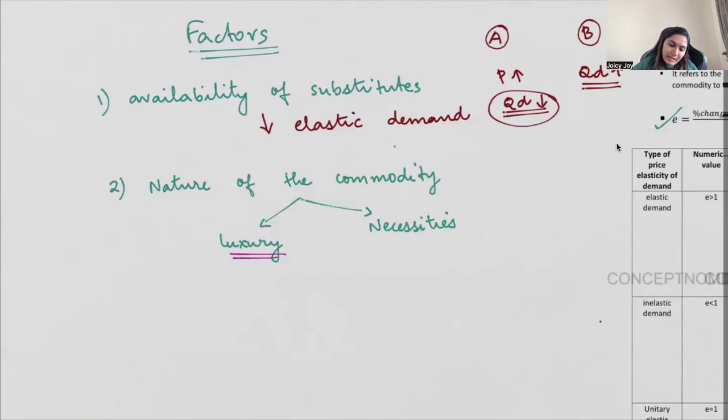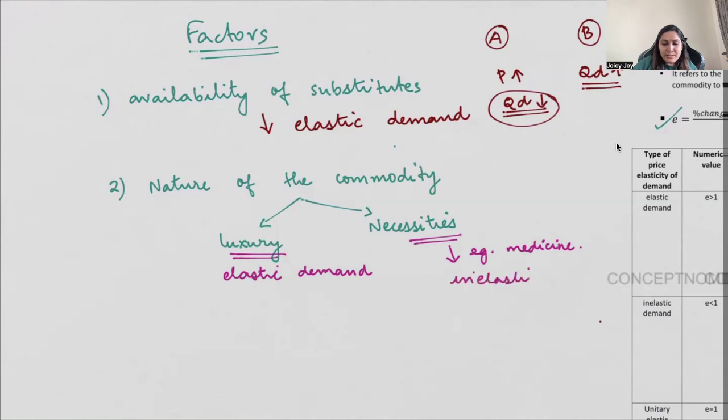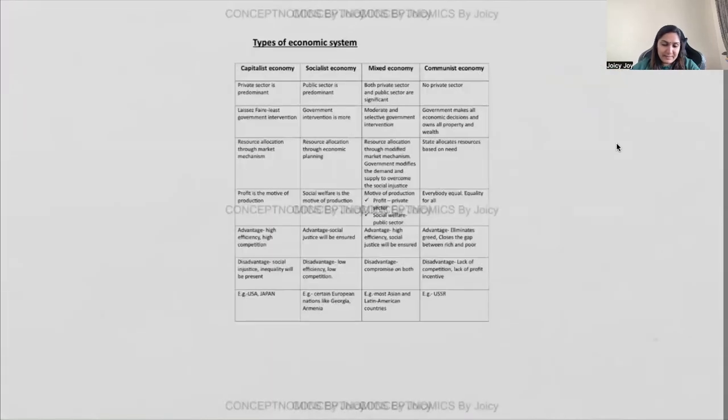So in case of luxury commodities, there is an elastic demand. And let's take necessities, like for example, medicine. Will you stop buying a medicine because the price has gone up? Maybe there can be reduction in the quantity demanded, but in case of necessities, the demand will remain inelastic. Okay. So these are the two important factors that influence the elasticity of a commodity. I have explained it here.